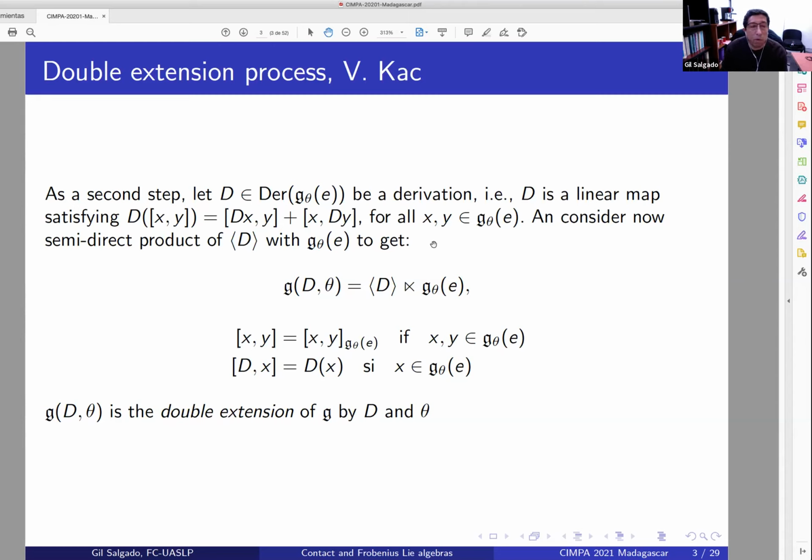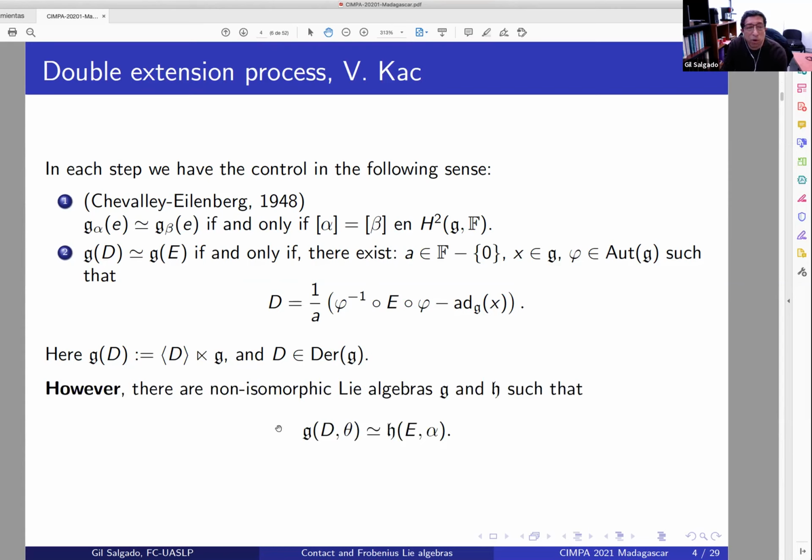However, the bad news is that there are non-isomorphic Lie algebras for which the double extension process produces isomorphic Lie algebras. So this is not as good as we want.